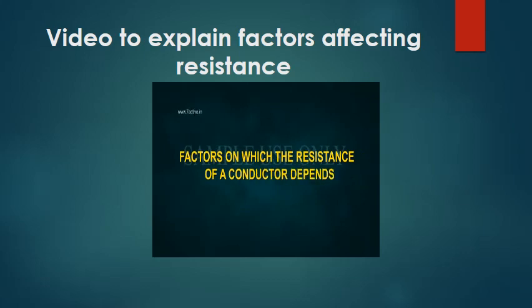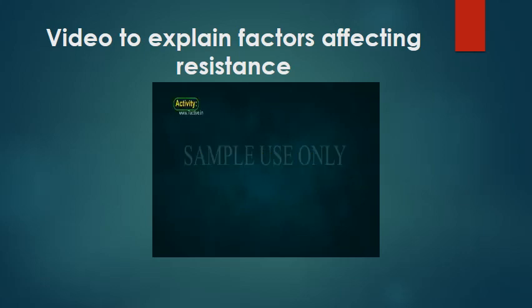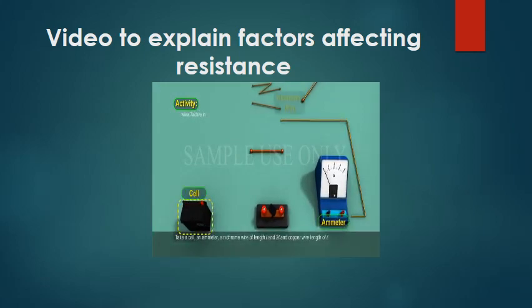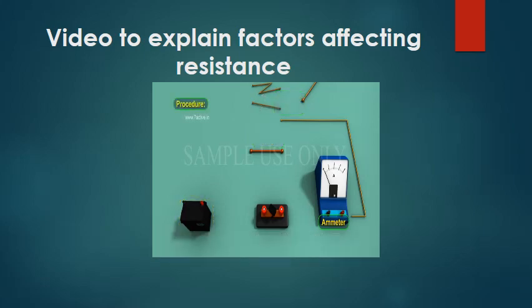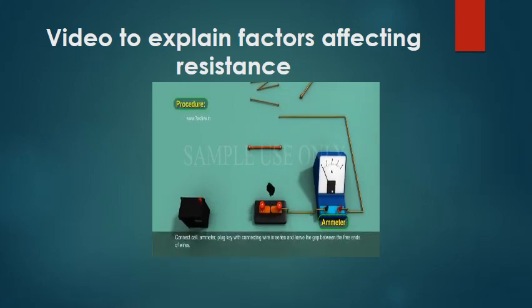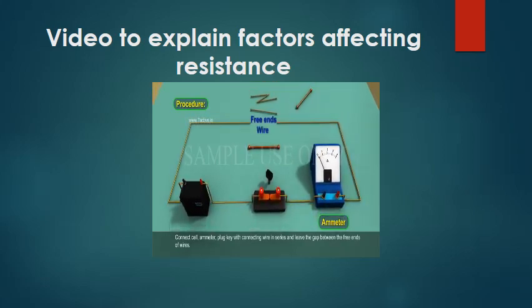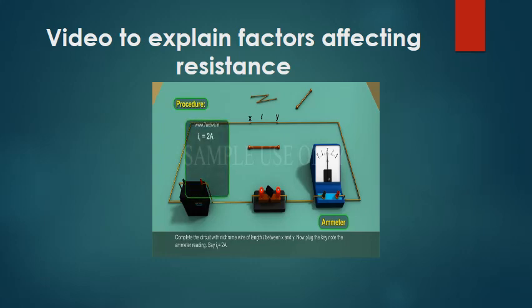Factors on which the resistance of a conductor depends. Activity. Take a cell, an ammeter, a nichrome wire of length L and 2L, and copper wire of length L. Procedure. Connect cell, ammeter, plug key with connecting wire in series and leave the gap between the free ends of wires. Complete the circuit with nichrome wire of length L between X and Y. Now plug the key. Note the ammeter reading. Say I1 is equal to 2A.